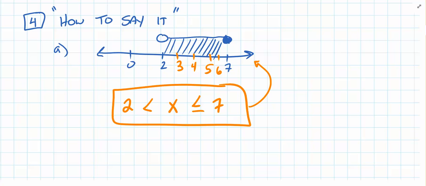Why is it less than or equal to? Because of what? It could be 7, right? 7 could be in there. 2 could be less than 7, and 7 is less than or equal to 7. Okay, how would you say that one?